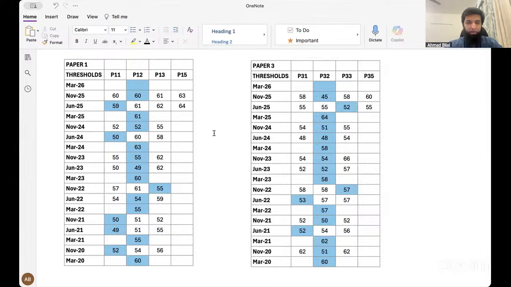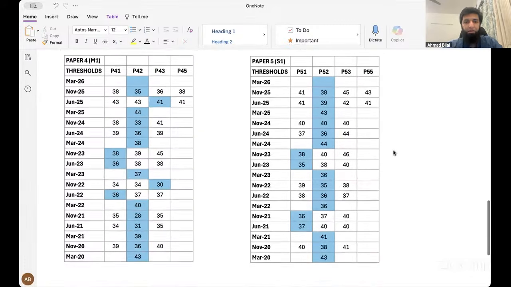So the ones that I've highlighted, for each session, I've highlighted the paper with the lowest threshold. So these will be the papers that we would want to do completely, full papers from each session, the lowest threshold paper. In some sessions, two papers have equal thresholds. In that case, I've just chosen variant two, but in the rest of them, it's the paper with the least threshold. Okay, so these are for P1 and P3.